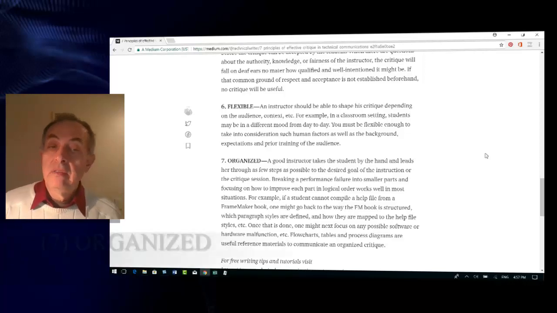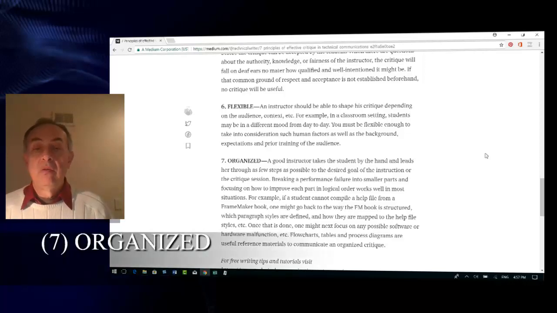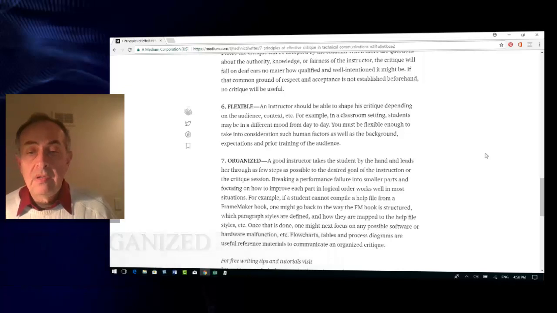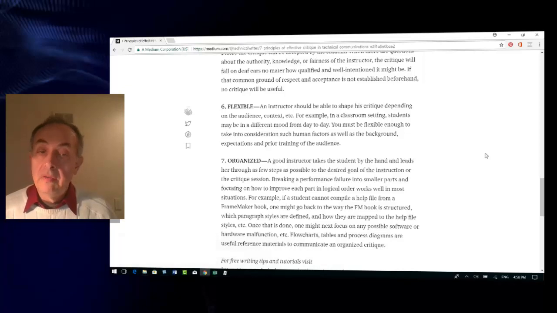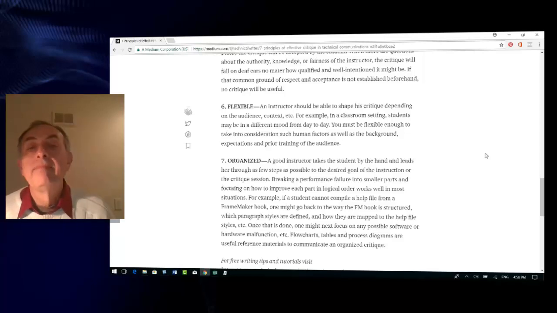Organized. A good instructor takes the student by the hand and leads her through as few steps as possible to the desired goal of the instruction or the critique session, breaking a performance failure into smaller parts and focusing on how to improve each part in logical order works well in most situations.